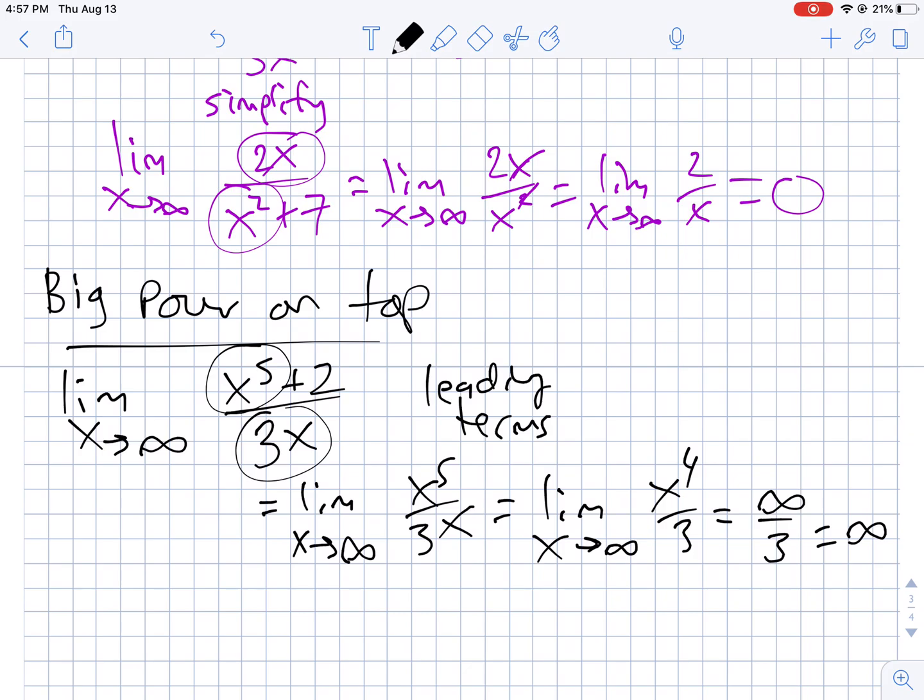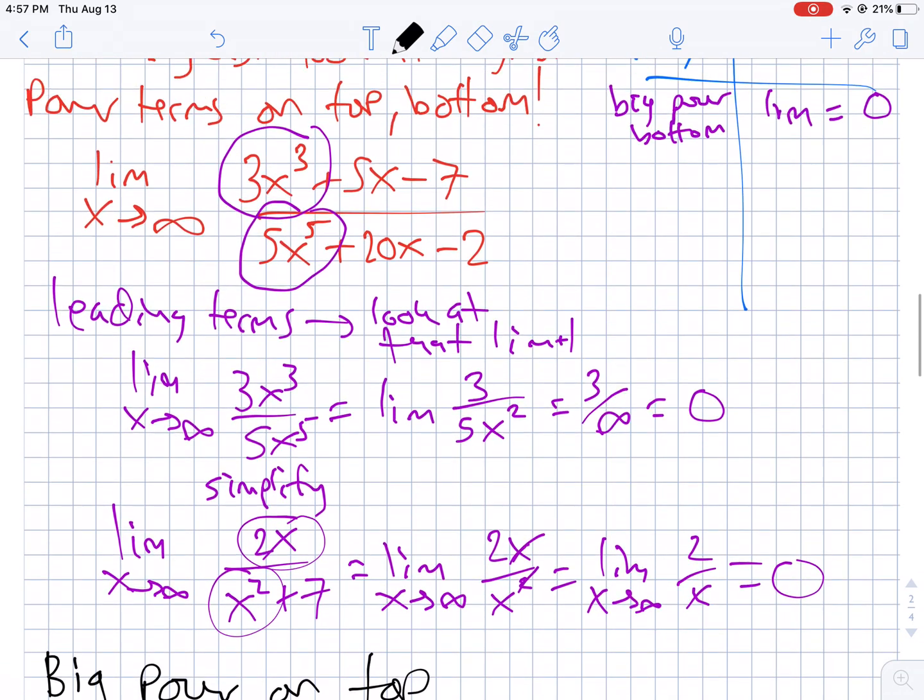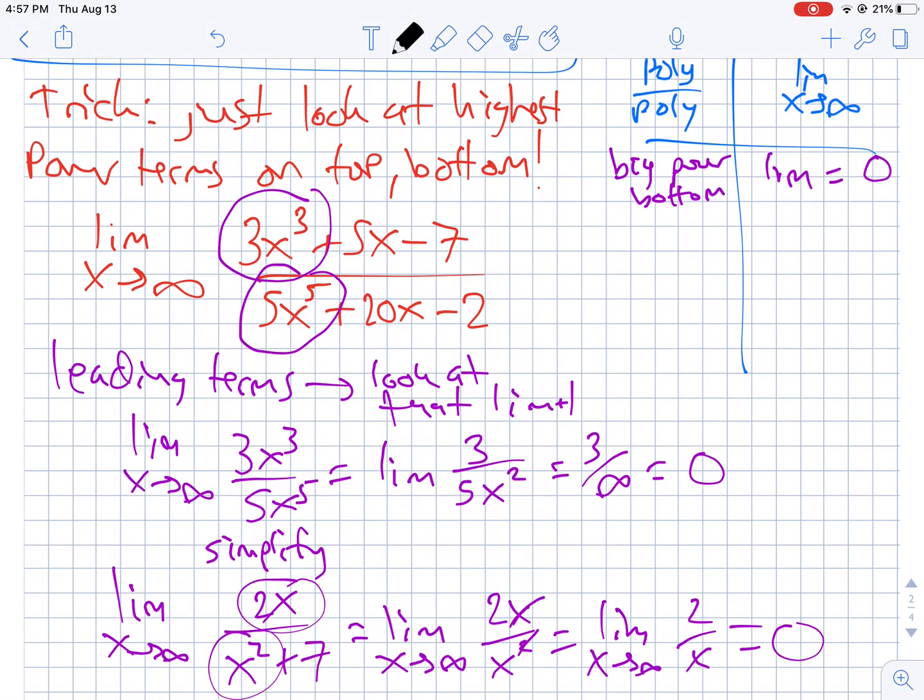The reason this works, by the way, is because those terms are so much bigger, right? As you get larger and larger numbers, an x to the 5th is so much bigger than an x, or even an x to the 4th. As x gets bigger, that difference gets magnified, right?